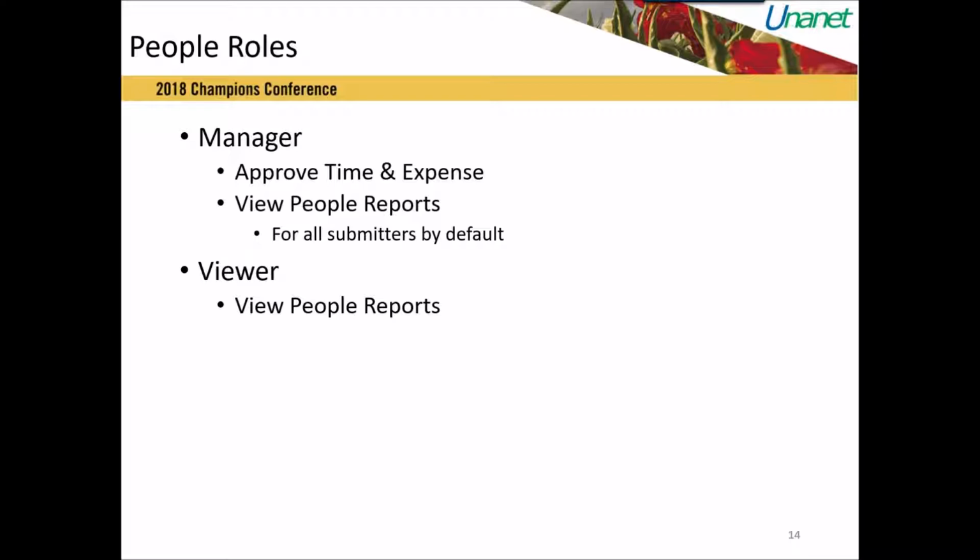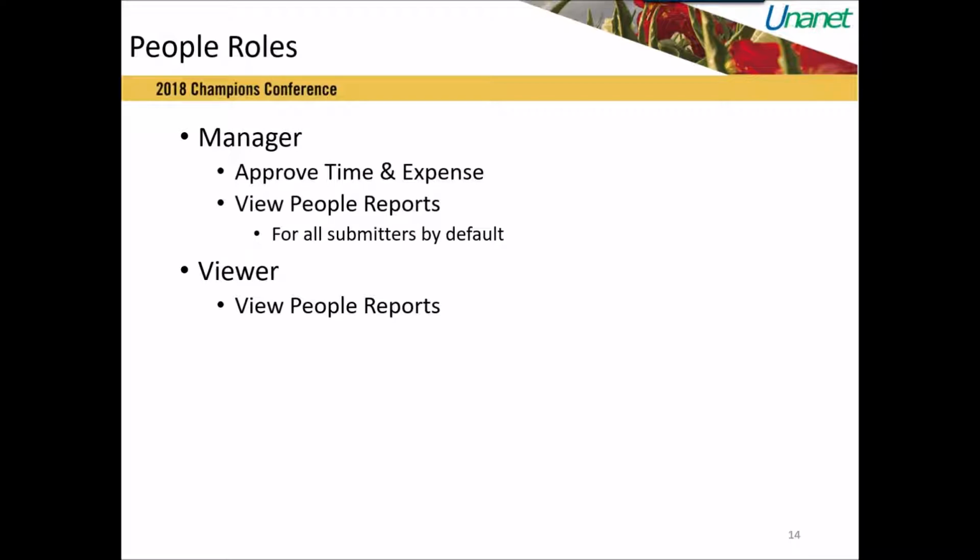By default, managers, and this applies to project approvers as well, if you are responsible for approving a timesheet or an expense report, Unanet knows that you need to have access and visibility into those timesheets and those expense reports. So, by default, your primary approvers, whether it's a manager or a project approver, will have access to time and expense as it pertains to those individuals they're responsible for approving.